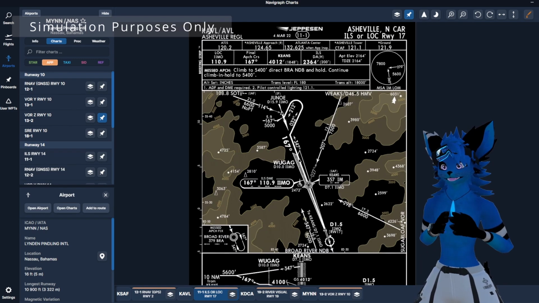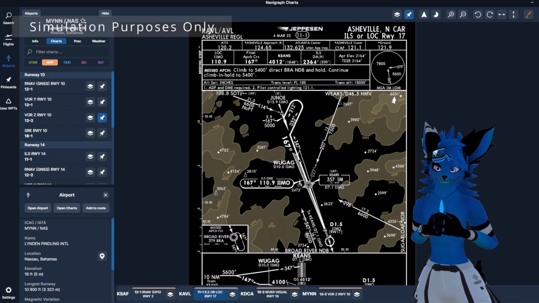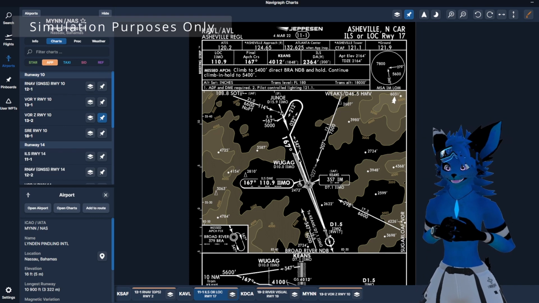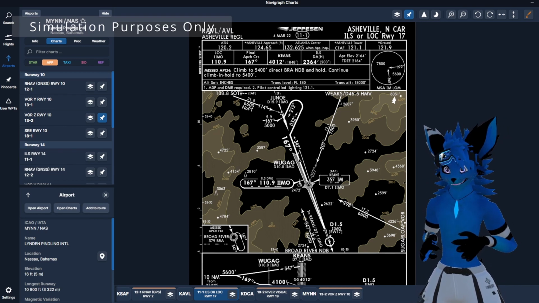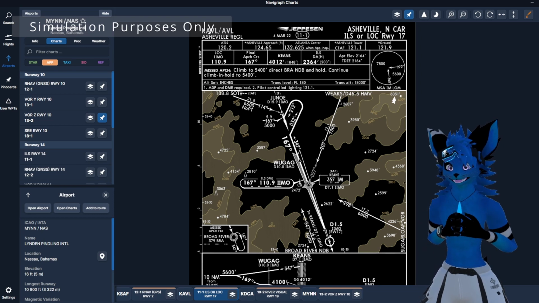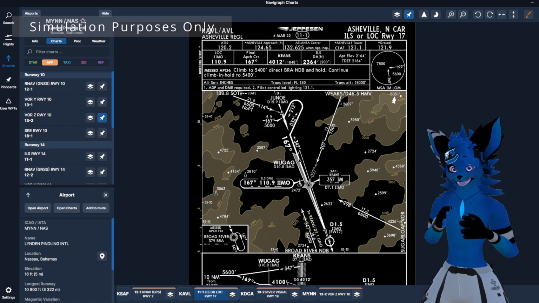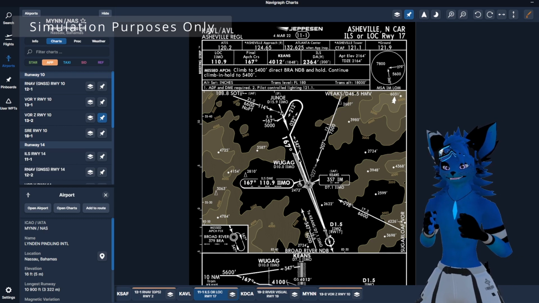Next, we have a top-down view of what this approach looks like. So you're going to see the straight-in approach coming in towards the runway, and that little triangular flag icon coming off of the runway itself is a visual representation of the localizer. We can see there are 4 different transitions to get us onto this approach.